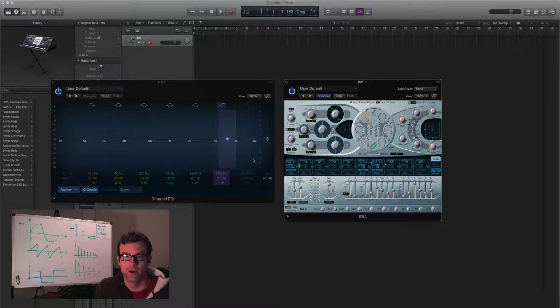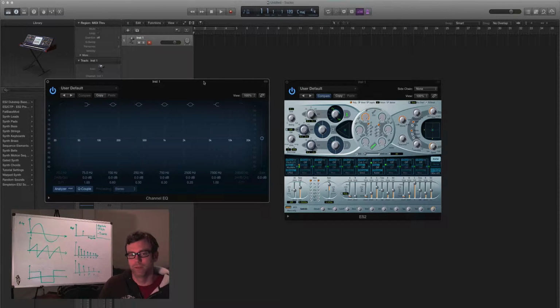All right, so here we are in Logic, and I've set up the ES2 to output a simple sine wave. So it's just one oscillator. I've disabled the other two, and it's outputting a simple sine wave. Now, here's where the first leap comes in. Previously, we were talking about signals as plotted against time. But what this EQ is going to do is give us a visual output of the signal against frequency. So it's saying, in this periodic signal, what frequencies are present?